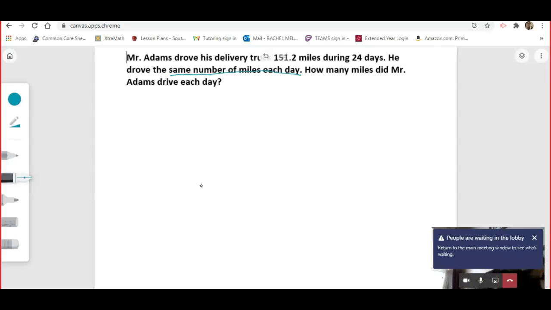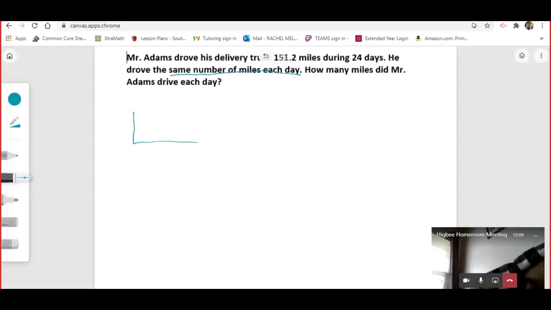Anthony, question? This is a key word for you guys. Make sure you pay attention, because when they're telling you that they're driving the same amount each day, that's a big key word that it's going to be dividing. We want to know how many he drove each day. Well, they're telling us how much he drove altogether.